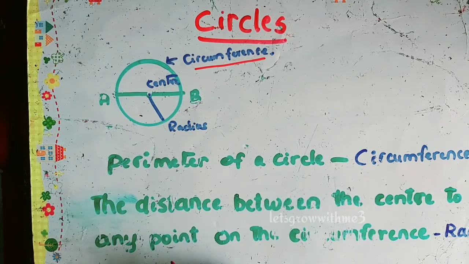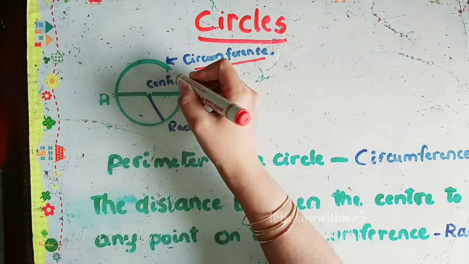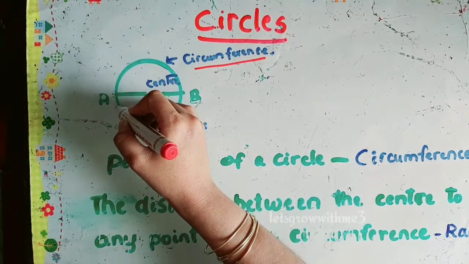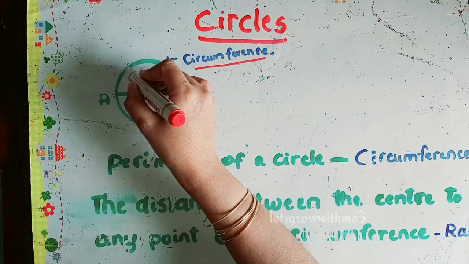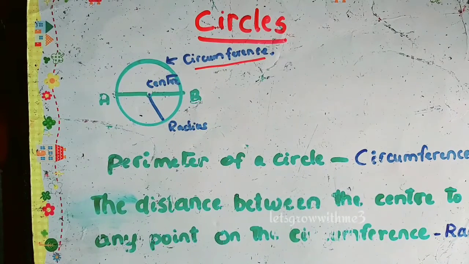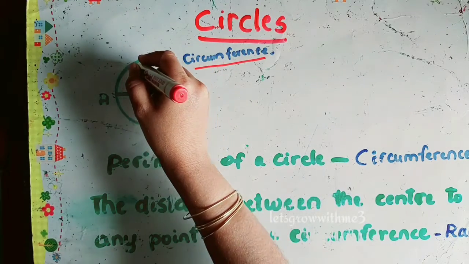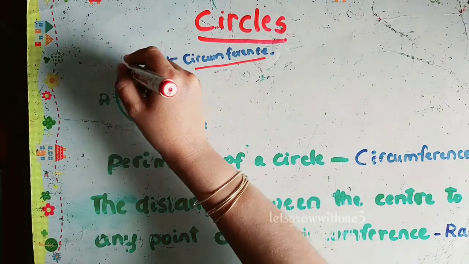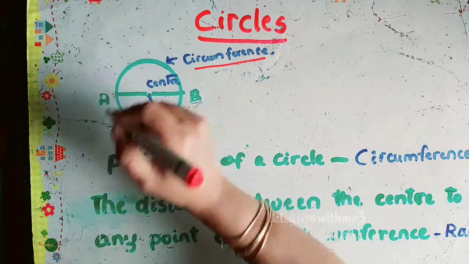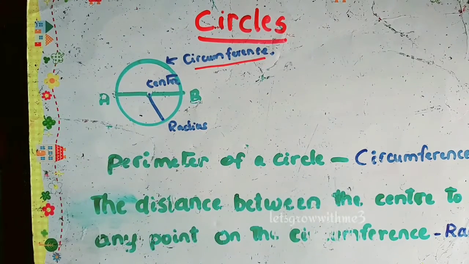radius. The distance between the center and any point on the circumference, we call it a radius. Here we can select any point on the circumference, and we need to draw a line between the center and that point. Then it is called a radius. Throughout our circle, the radius is the same. Even if you change the other point, the value is the same.